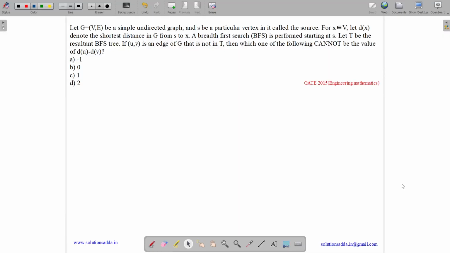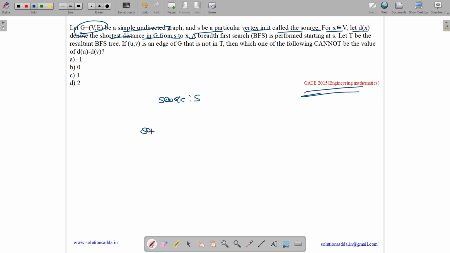This question belongs to engineering mathematics subject and was asked in GATE CSE 2015. So the question states, let G equals (V, E) be a simple undirected graph and let S be a particular vertex in it called the source. So we have source vertex represented by S. For X belongs to V, let dx denote the distance in G from S to X.